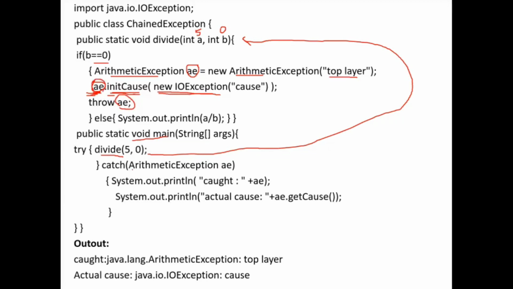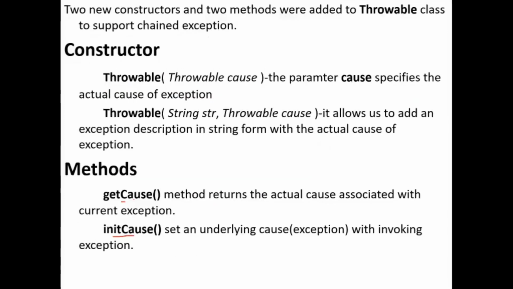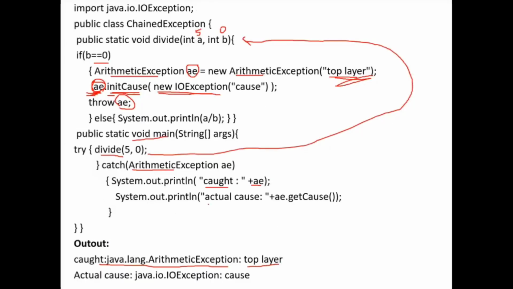Then it will come to this catch block, and it will print caught AE. AE is the java.lang arithmetic exception, and the string we passed, top layer, will be printed here. Then the other method, getCause. By using the getCause method, I get the actual cause of this exception. Here I have printed actual cause, with a small letter, colon, java.io exception, and the string I passed while creating the object, cause.